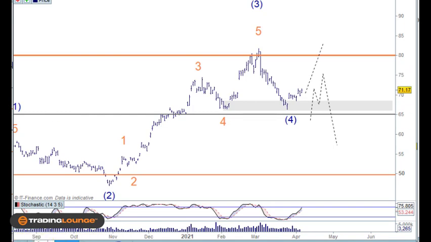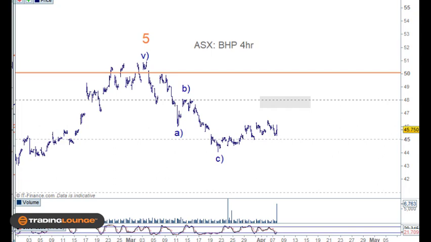So we're just going to have a look at our local. With the US BHP, we can count it down as an ABC pattern. We can do that here as well. It's hard to count this down as 1, 2, 3, 4, and 5 because wave 4 overlaps wave 1, so that's a bit of an issue. But it might be the case too. Sometimes you've got to be a bit philosophical about it to a point, as long as it's not stupid.